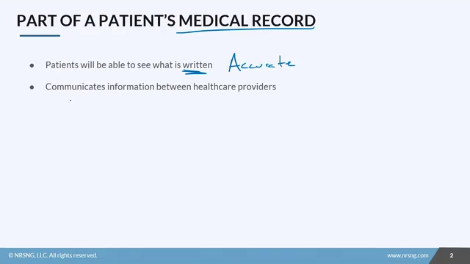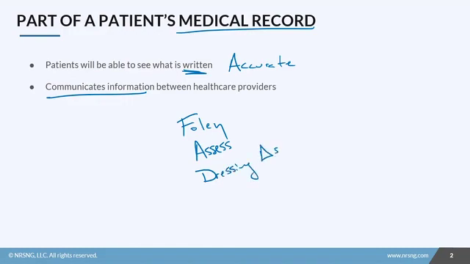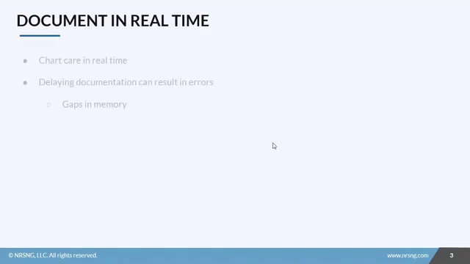The other thing that the medical record does is it communicates information between healthcare providers. So a doctor can see when a Foley was discontinued or when it was placed. They can look at your assessments. They can look at your dressing changes, stuff like that. So by doing this, it actually helps to reduce delays in care.